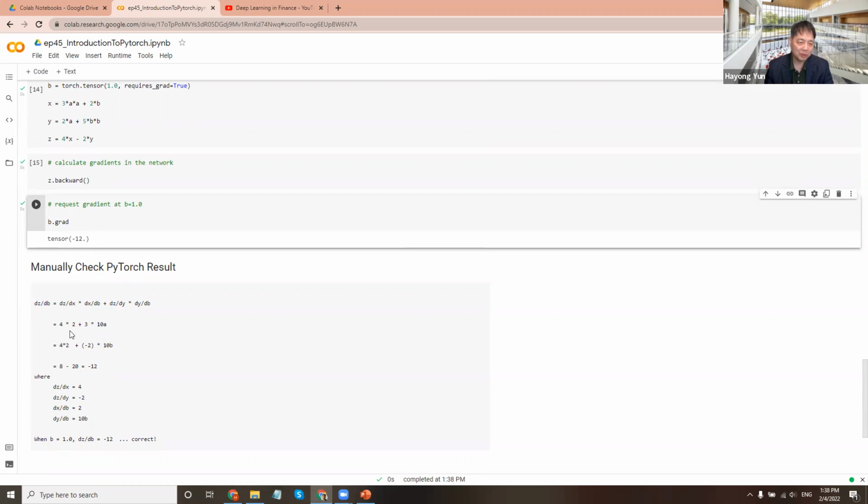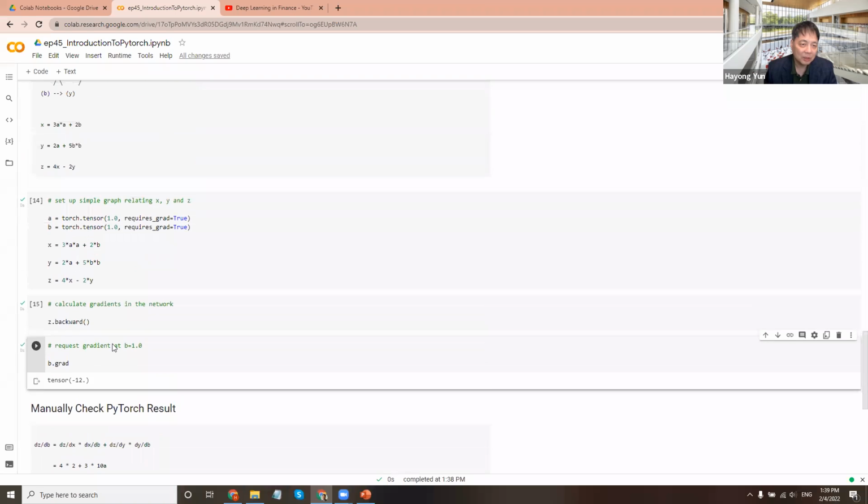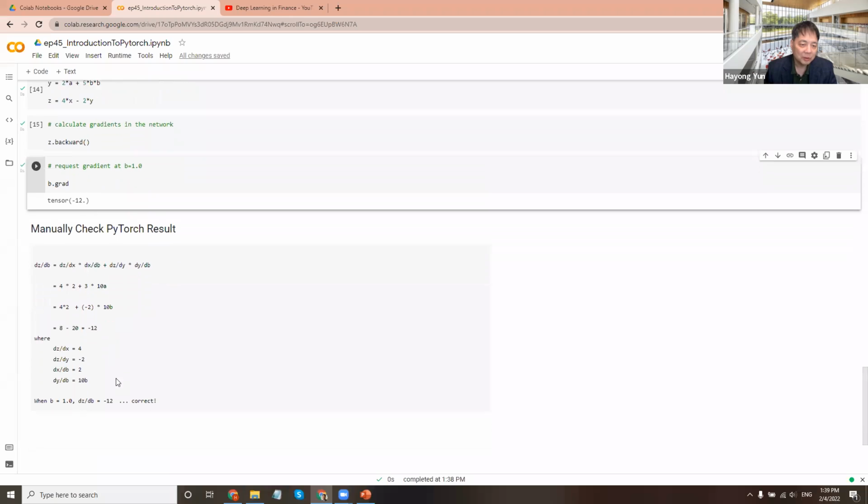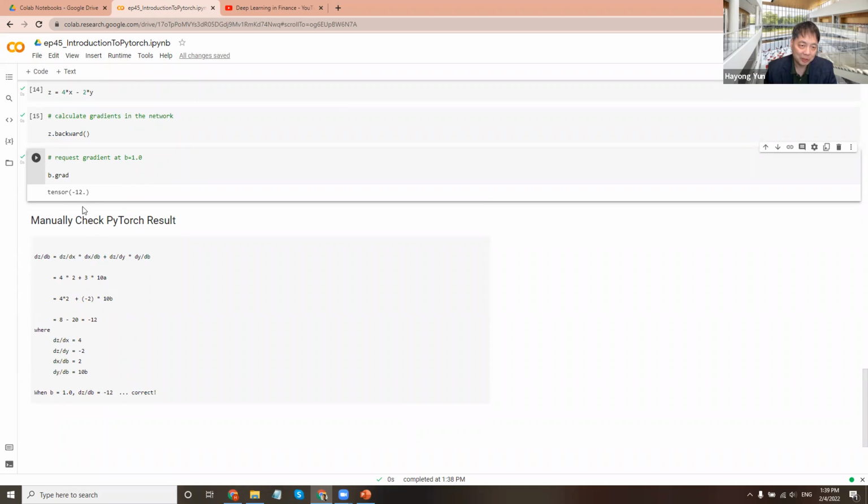Is it correct? Sure. So dz/dx and then dx/db. dz/dx is 4, and then dx/db is 2, so 4 times 2. And then dz/dy, which is minus 2, and then dy/db, which is 10b. Okay? And if you put the b in here, what was b? It was 1. So you get 8 minus 20, which is minus 12, which is here the answer, which checks out.